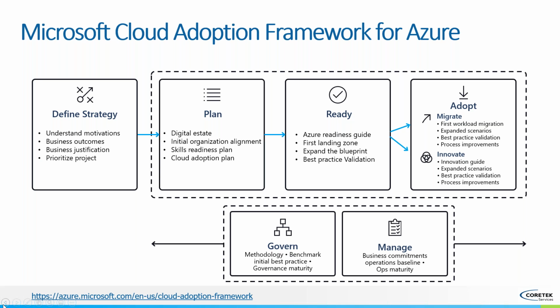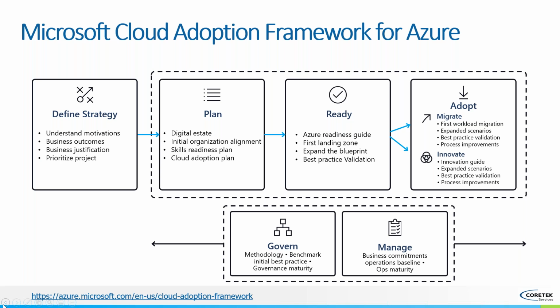And ultimately, you can see there are some similarities to that first phase we already went through with defining your strategy, understanding your motivations and your outcomes, prioritizing your projects and looking at it from that perspective, and then going into the plan and looking at your digital estate. Whenever we say digital estate, we're talking about what your infrastructure is, what your applications are, what your data looks like. How does that holistically look for you as an organization?